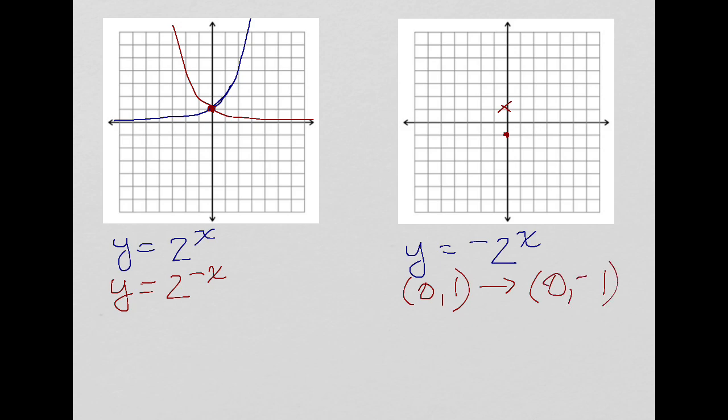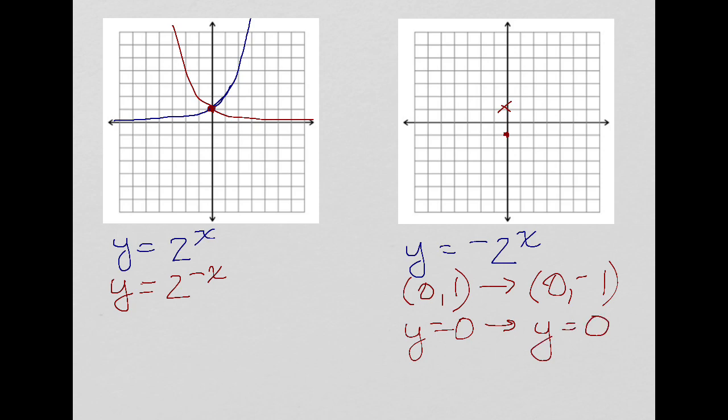My asymptote starts out at y equals 0, which is the line that we're reflecting over. If I reflect y equals 0 across y equals 0, nothing happens. It's just going to stay there.